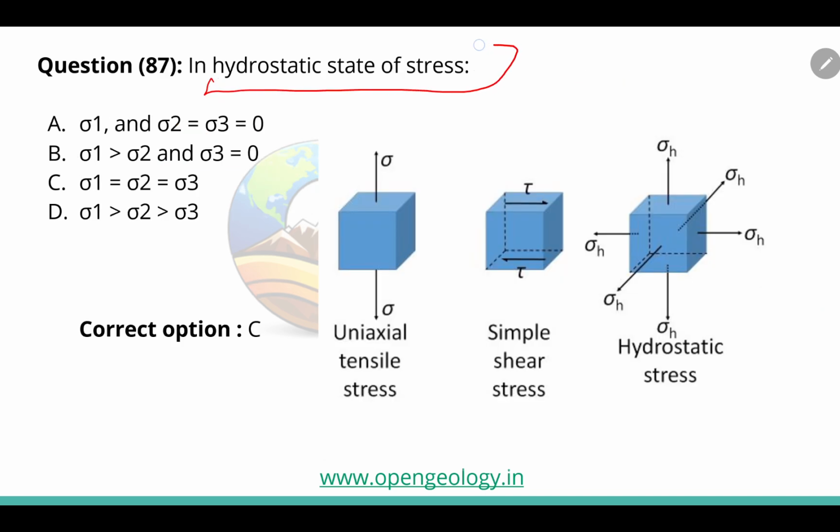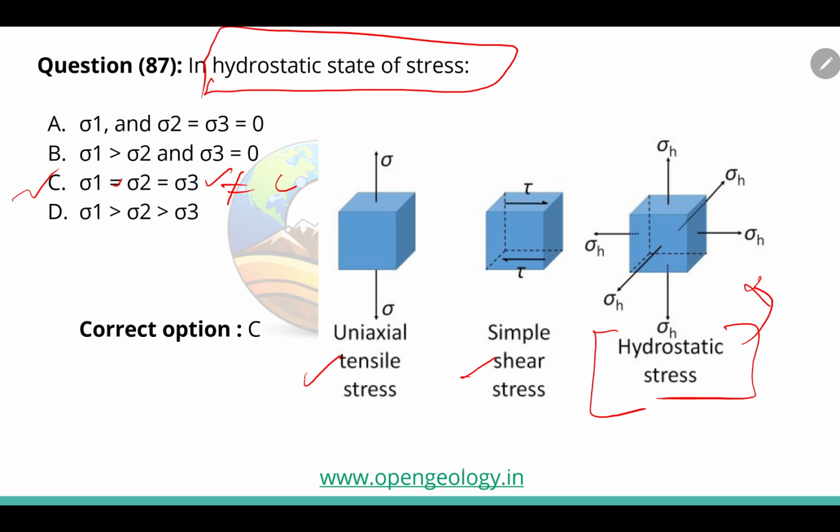Another question is, in hydrostatic state of stress. So there are different kinds of stress, like the simple shear stress, tensile stress, compressive stress, and the hydrostatic stress. So in the case of hydrostatic stress, all of the three directions are equal. Sigma 1 equal to sigma 2 and sigma 2 equal to sigma 3, and they are non-zero. So we call that a hydrostatic state of stress.